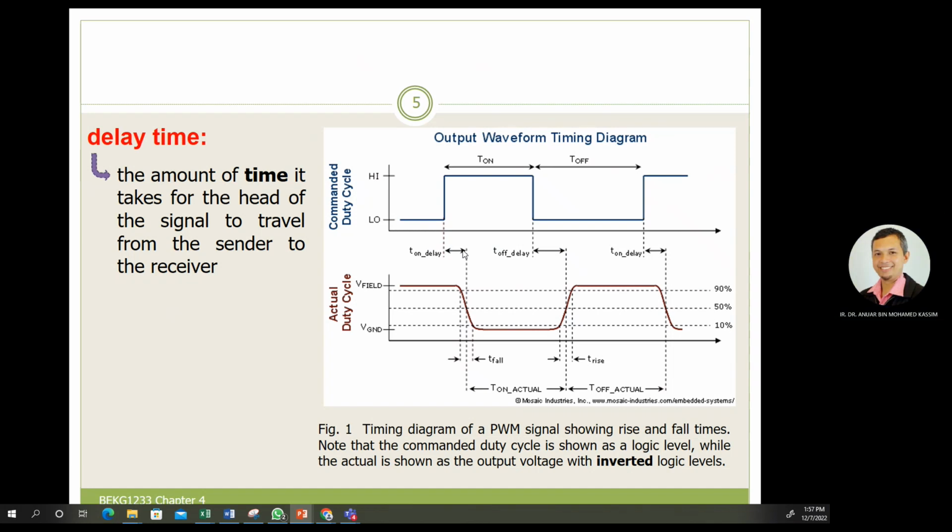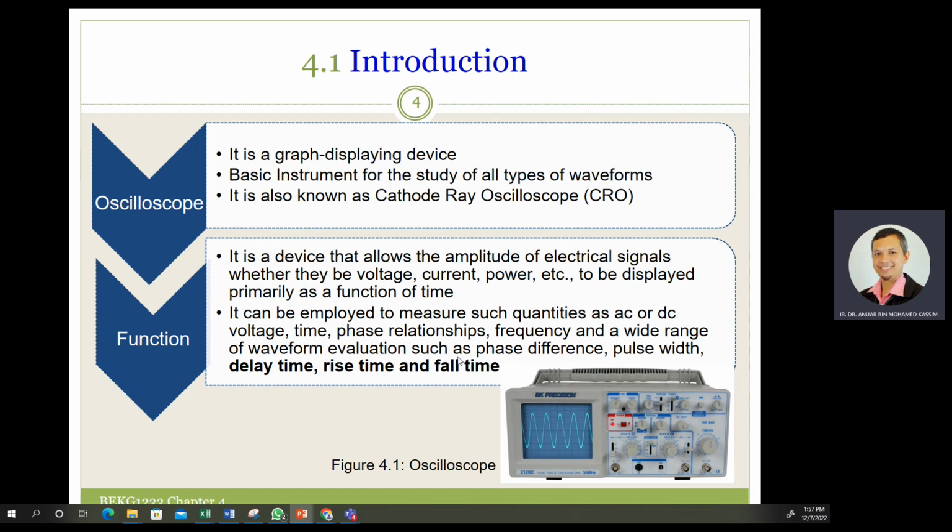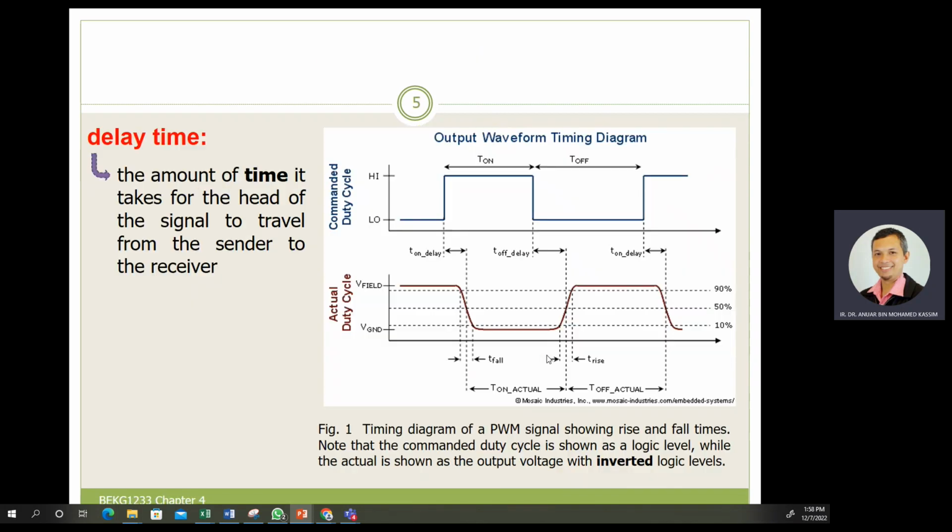For the rise time, it is the time it takes to rise from the bottom to the top, and the fall time is the time from the top to the bottom. This we call the fall time. The rise time is from bottom to top, and this is another delay, the time from the commanded signal to the actual signal taking action. This we call the T of delay.